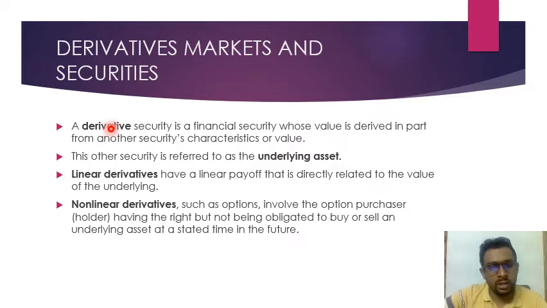There are other derivative contracts like options, forwards, etc. This is one form of derivative. So this other security is referred to as the underlying asset. In the above example which I have explained to you, the currency is the underlying asset.